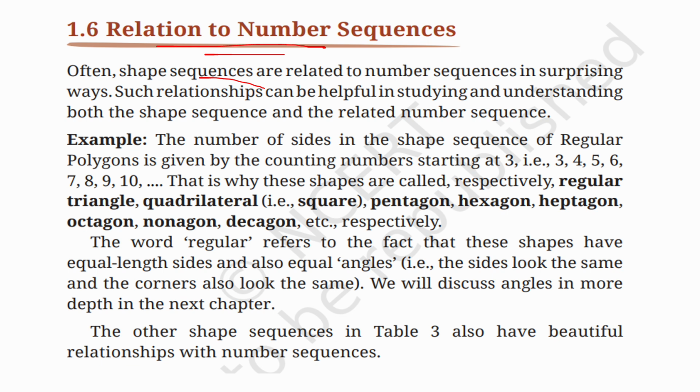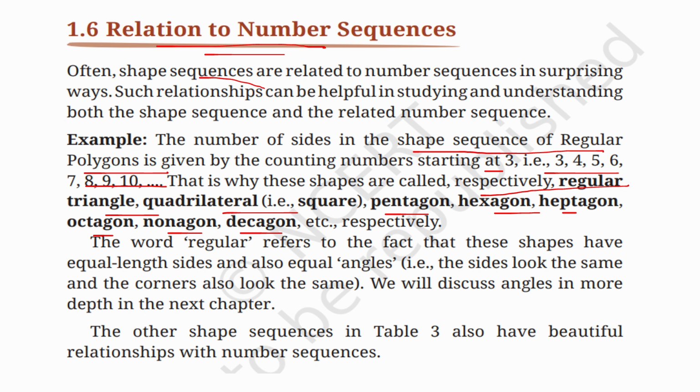The number of sides in the shape sequence of regular polygons is given by the counting numbers starting at 3. That is 3, 4, 5, 6, 7, 8, 9, 10, etc. That is why these shapes are called respectively regular triangle, quadrilateral that is square, pentagon, hexagon, heptagon, octagon, nonagon, decagon, etc.